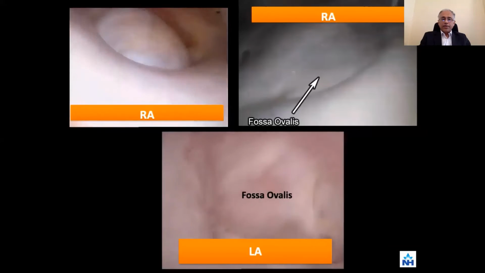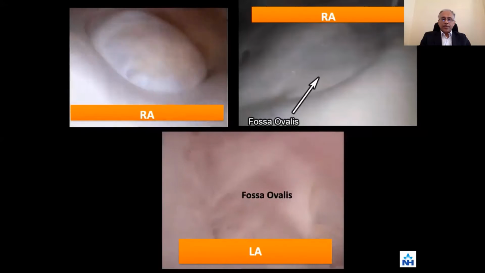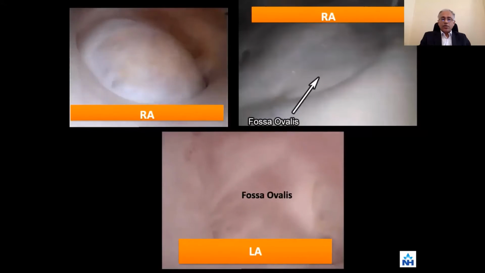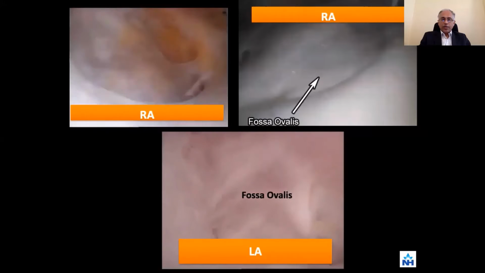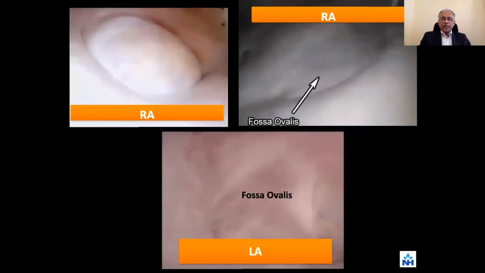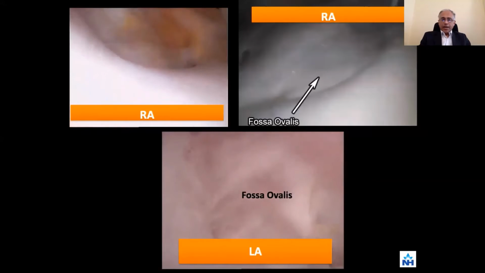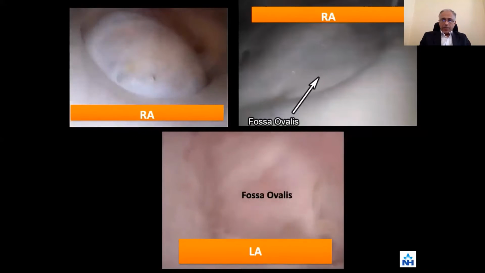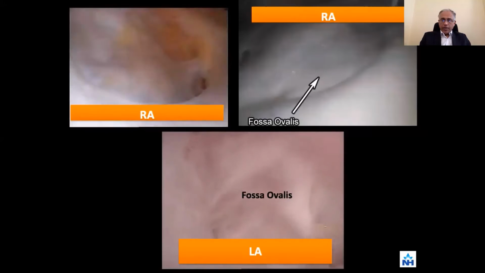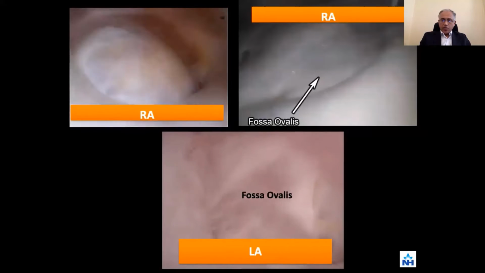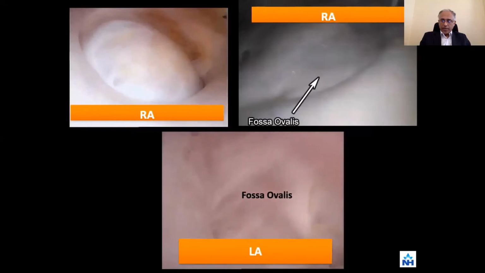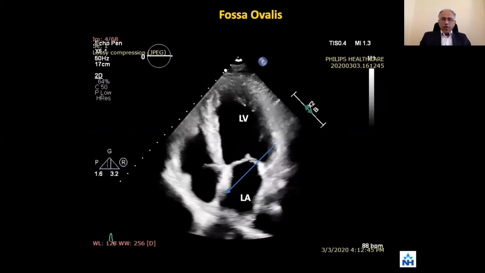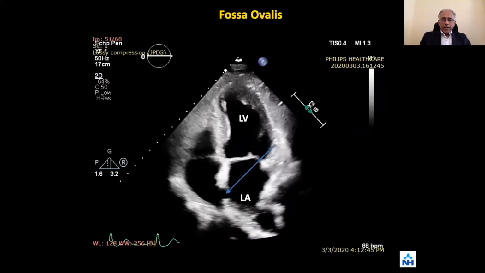So the thin mobile structure in the center is called the fossa, or the floor, and it is oval shaped, it is ovalis. And the surrounding thick structure is the limbus of the interatrial septum. And you can see that bulging back and forth, and that is the actual normal movement of the fossa ovalis.